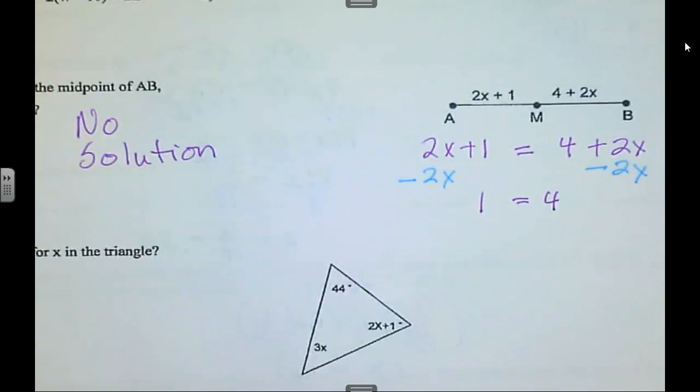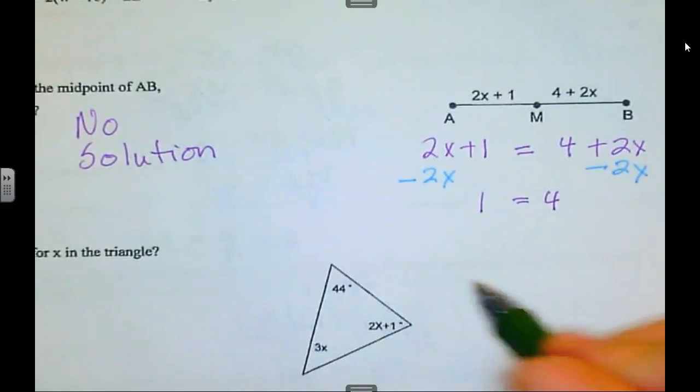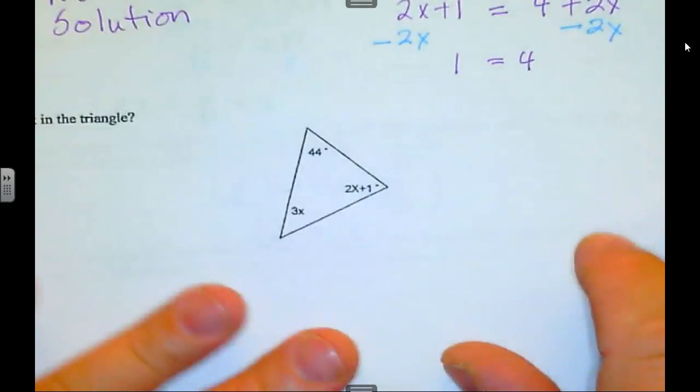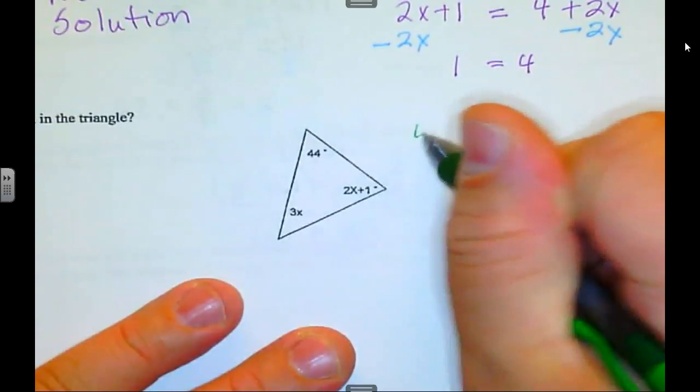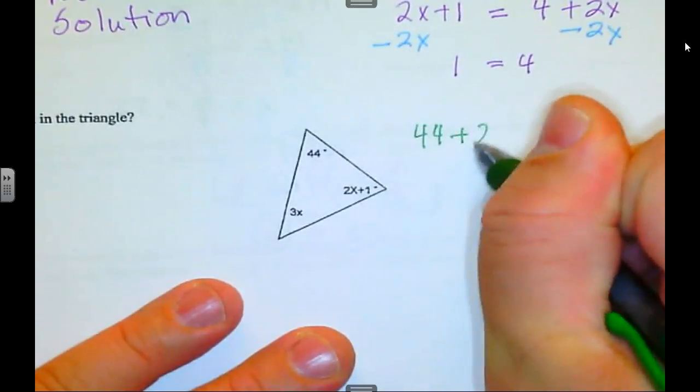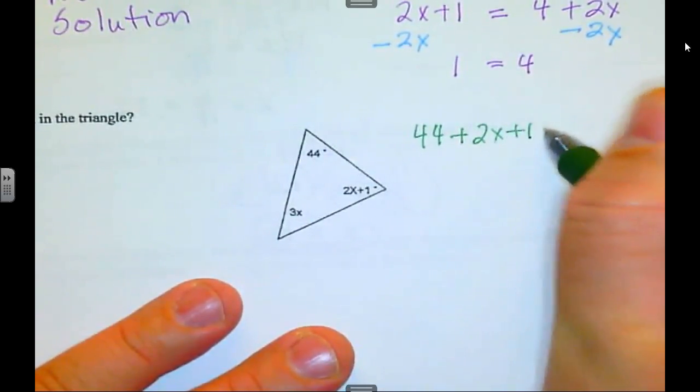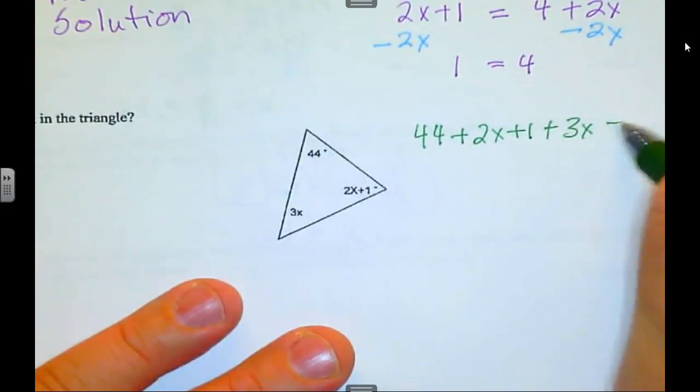How about 14? What is the sum of the angles of a triangle? 180. Fantastic. So I'm going to add them all up. Hope I don't get a no solution. 44 plus 2x plus 1 plus 3x equals 180.